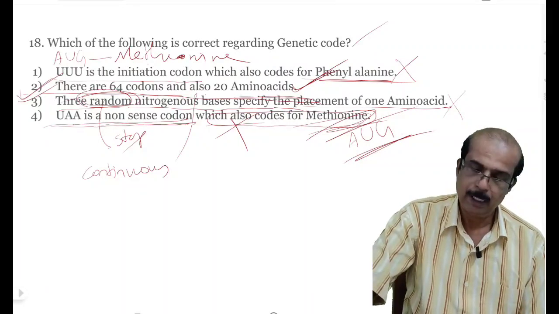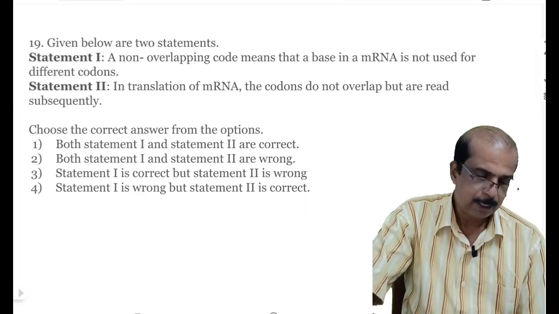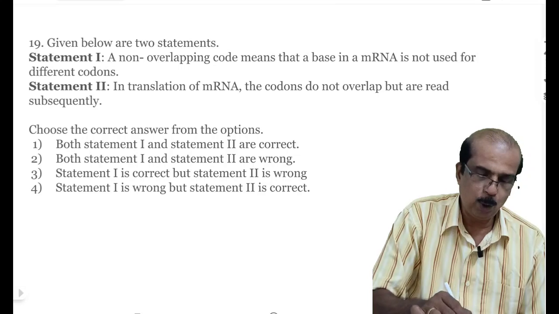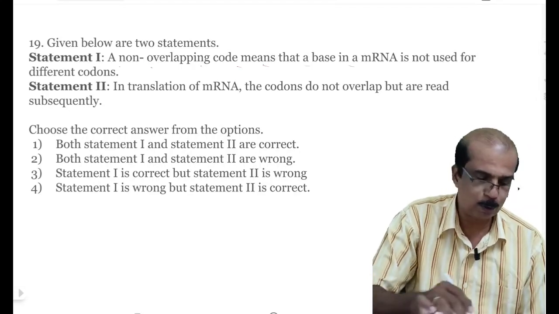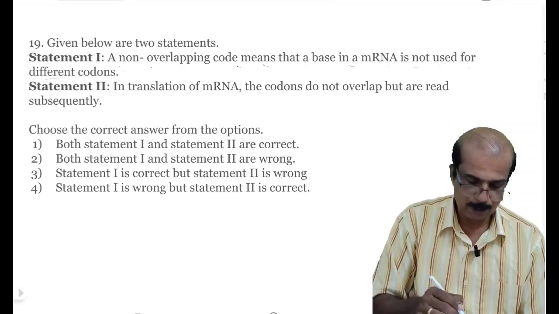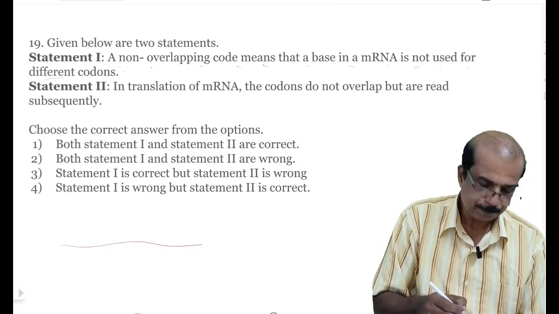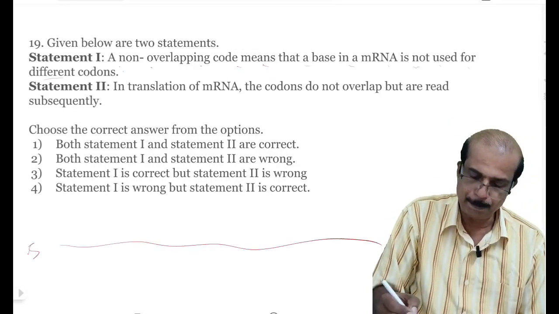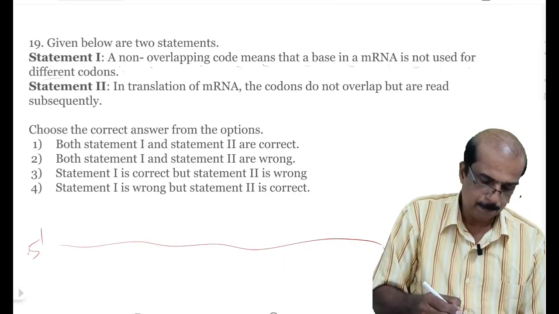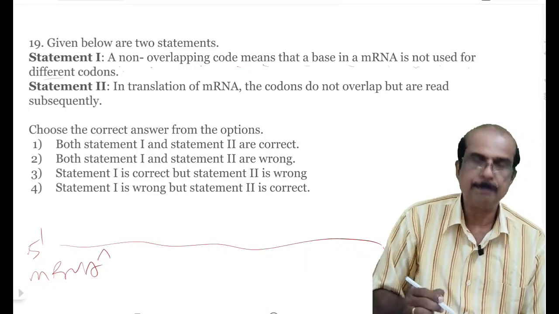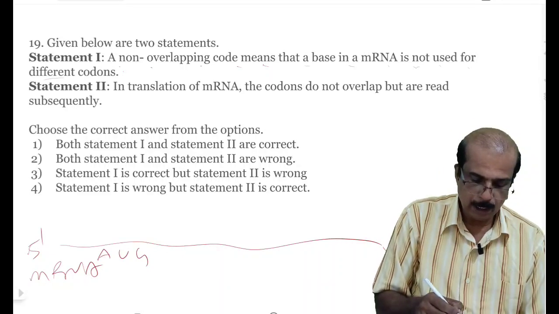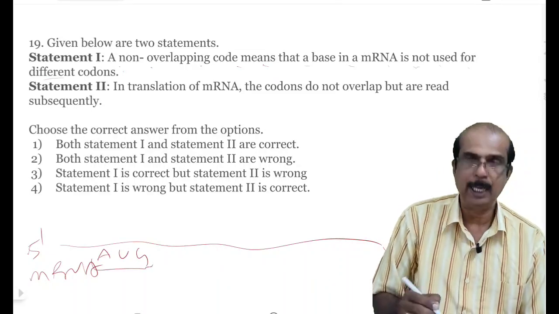Next question, the 19th one. Statement 1: a non-overlapping code means that a base in an mRNA is not used for different codons. If this is an mRNA, 5 prime, 3 prime, AUG. Here it is a non-overlapping one, AUG.